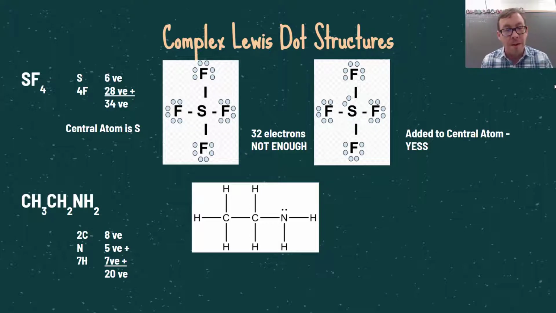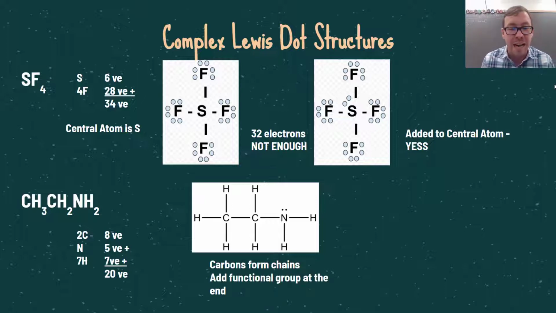So the carbon's going to be bonded to the following carbon, which is going to be bonded to the following nitrogen. And then as I go through and satisfy the octet rules, I realize I need to add a lone pair on the N of NH2. And then if I count them up again, 2, 4, 6, 8, 10, 12, 14, 16, 18, 20, I have 20 in my structure. And as a result, I am done.